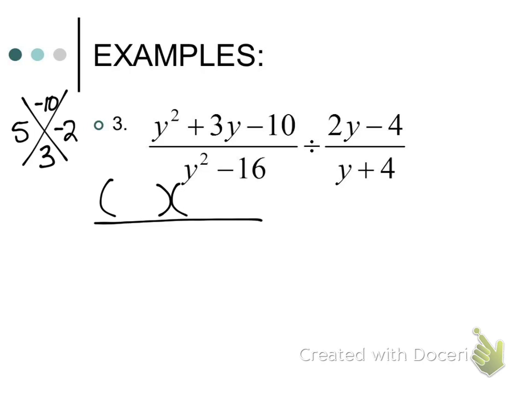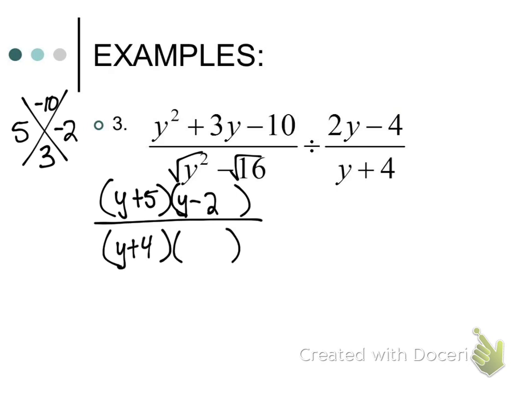So I'm going to write my factors for my numerator. What are they? Y plus 5, y minus 2. In that denominator, which method are we using to factor? Square roots. So what do I get as my factors? Y plus 4, y minus 4.